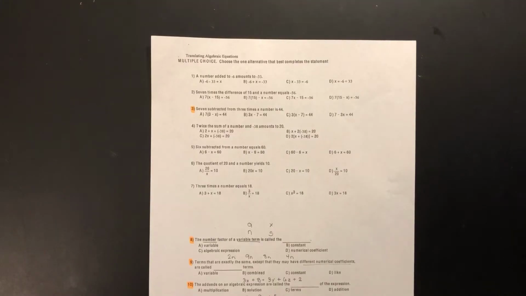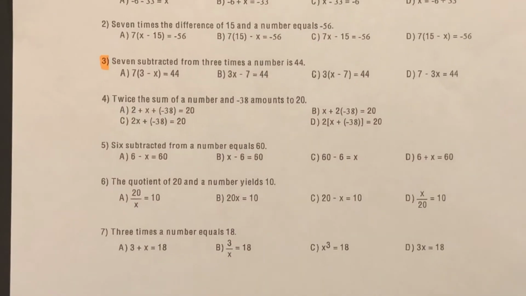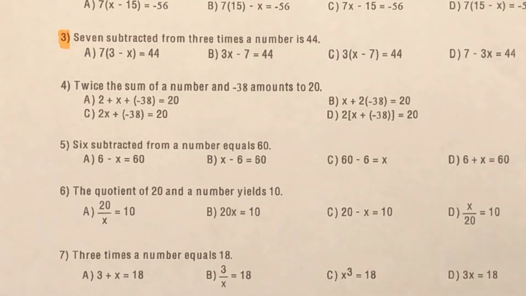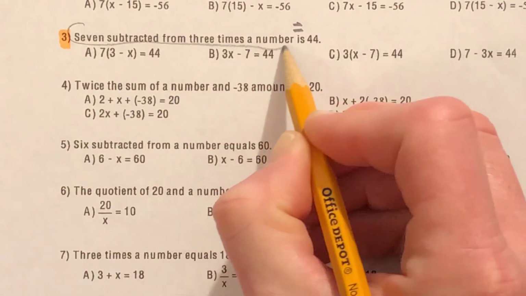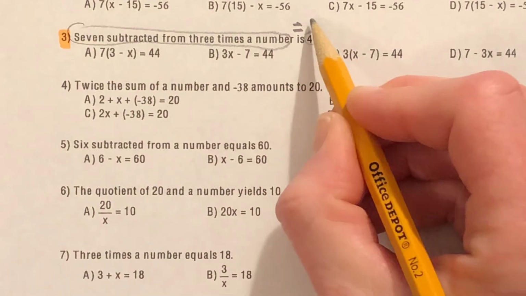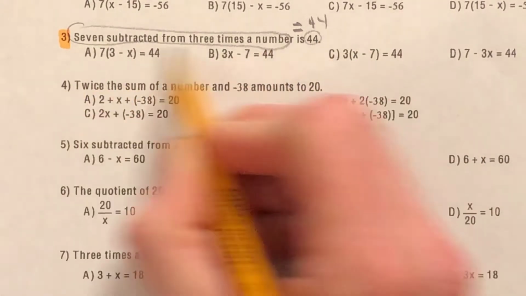Page 11, starting with number 3. 7 subtracted from 3 times the number is 44. Here's my "is." So I'm going to look at this. And then this is just 44, so that's easy.